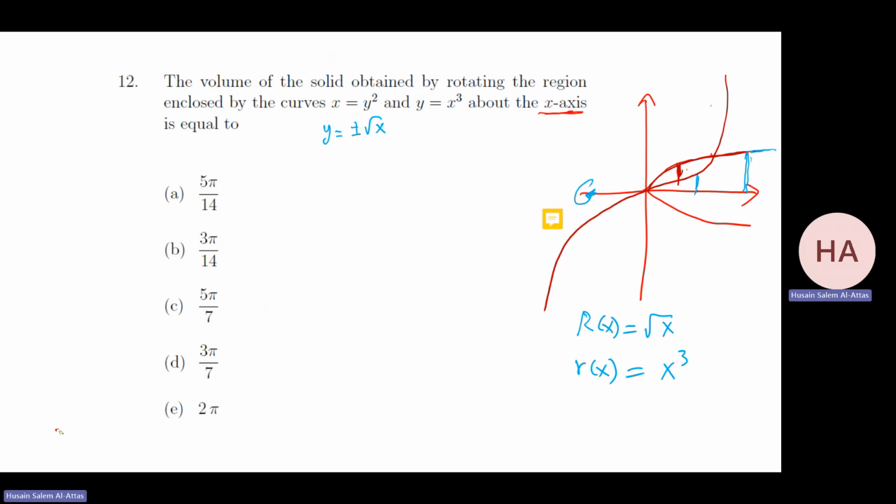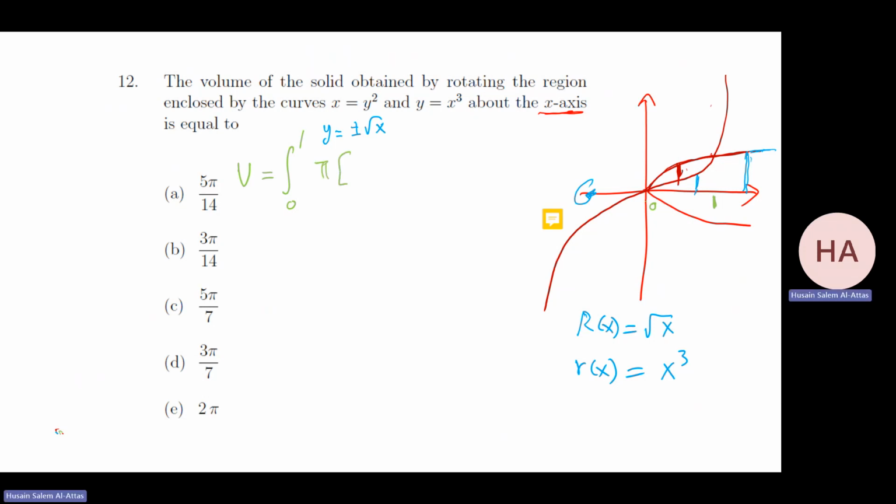Okay, so what will be the volume? And from where to where? I can equate them. It's very clear. It's from 0 to 1: square root of 1 and 1 cubed. They intersect at 1. Okay, so the volume will be the integral from 0 to 1.